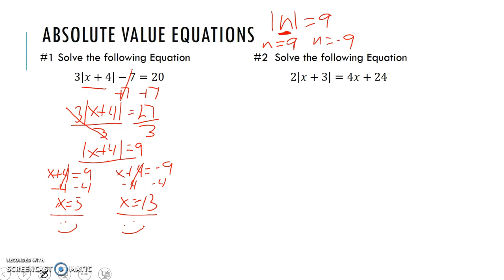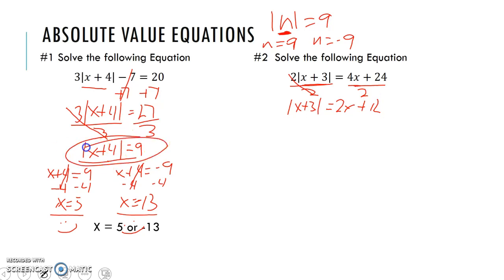So let's go on and take a look at number 2, because number 2 is a different situation. It has both an x inside the absolute value and an x on the outside of the absolute value. But we're going to start it the same way. I'm going to start by trying to get this absolute value isolated. In other words, get the absolute value by itself. And I'm going to do that by dividing both sides by 2. And so when I do that, I'll have the absolute value of x plus 3 is equal to 4x divided by 2 is 2x, and 24 divided by 2 is 12.